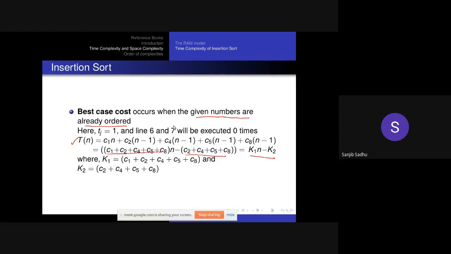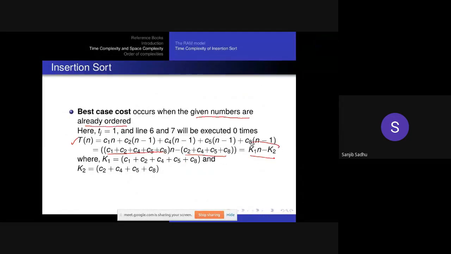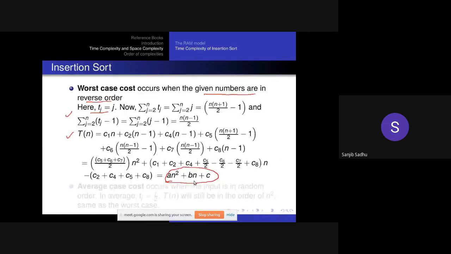And the worst case occurs when the numbers are in reverse order. In this case, please see the calculation for all this. Tn will be like this for the worst case. For the best case, it was like this: k1 into some constant, linear, and this is quadratic. You see, this is the worst case.